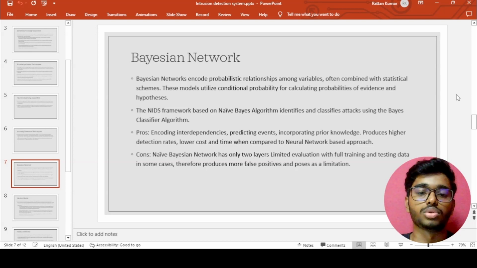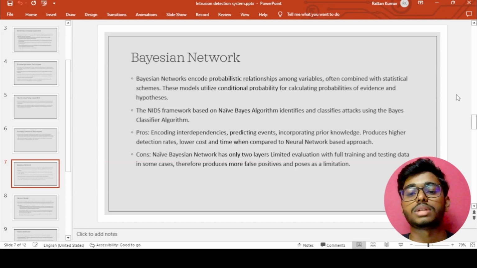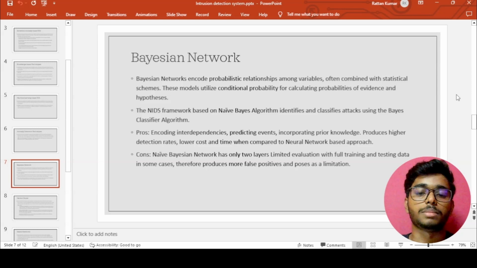Obviously we can see the pros. There are encoding interdependencies, predicting events. So predicting events, so it's not dependent on something which is already existing. It can predict something new. So if you're giving a new scenario which is not there in the data set, it can predict. So it's really good at that. But there are cons as well. There's a lot of training. There's a chance of inaccuracy as well.